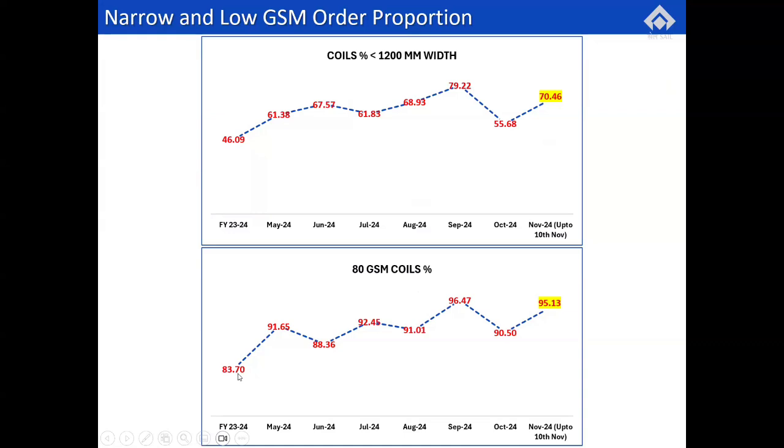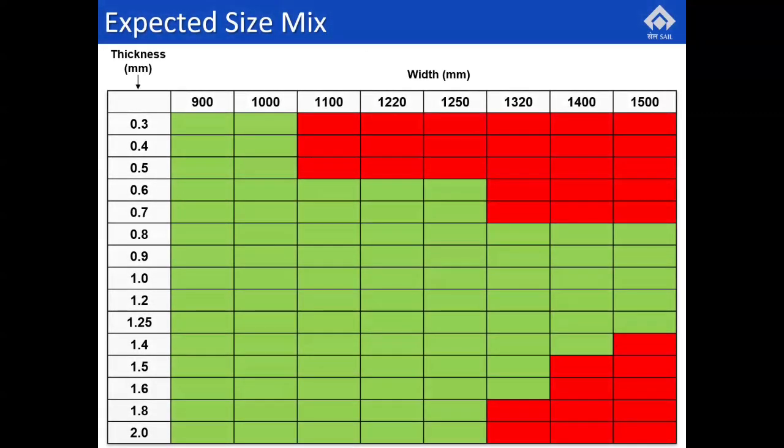And 80 GSM coils, in 23-24, it was very high at 83%. Now it is 95%. Practically all the coils that we are producing are 80 GSM coils. To maximize our productivity, I have a question. I mean, I have a thought, please.